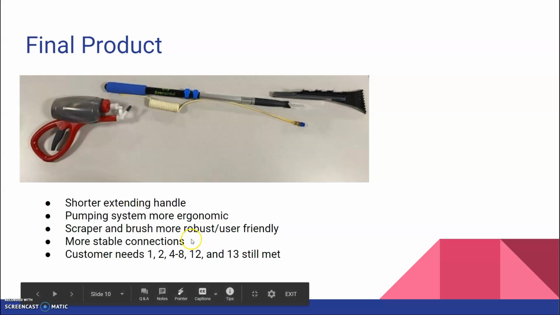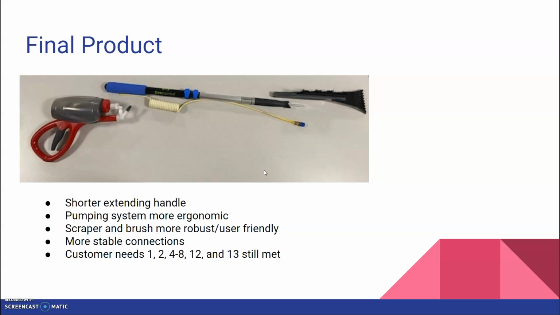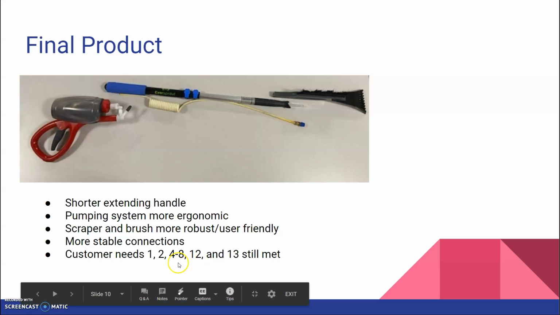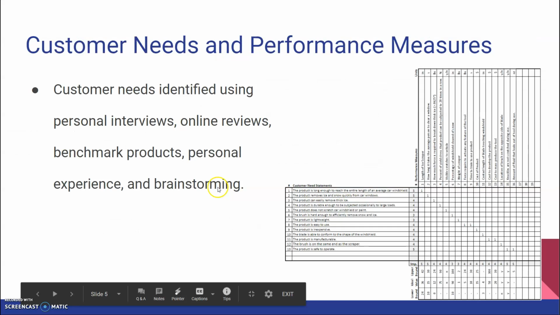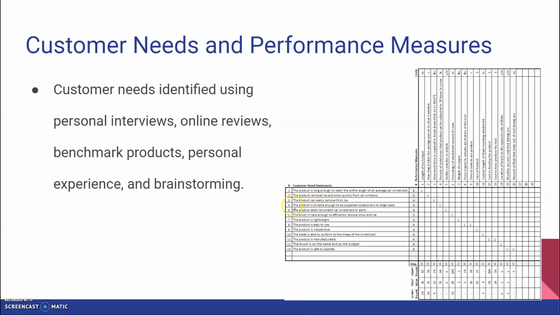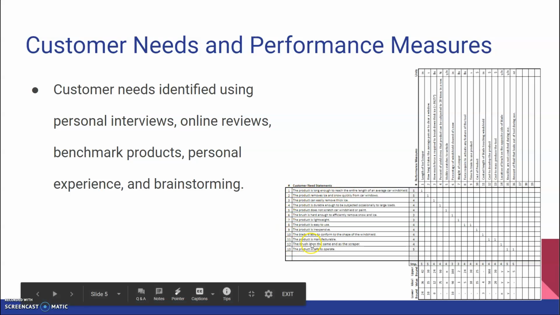And without doing any performance measure testing due to safety and other limitations, we presumed that most of the customer needs were still met. We can go back and look at the customer needs statements, and we decided that 1, 2, 4 through 8, and 12 and 13, I believe, were all most likely met.